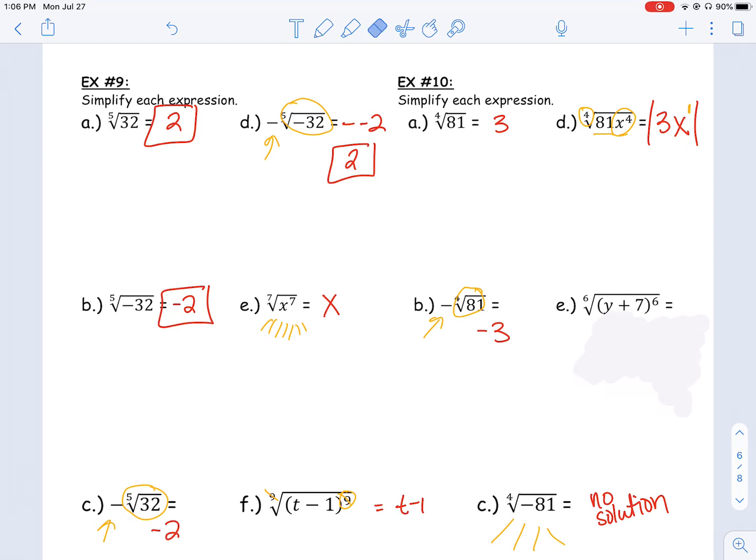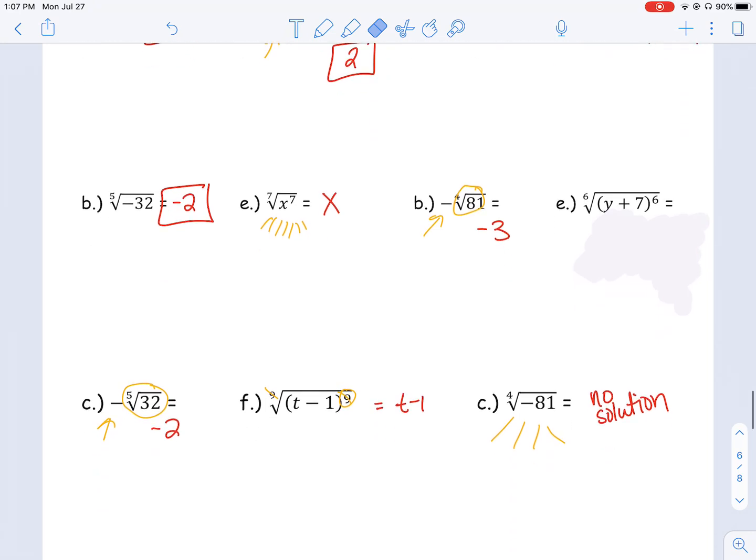So the final correct answer would be the absolute value of 3x on this one. You notice that no other problem had absolute values, so I can't put them if they're not supposed to be there, but I need to put them if they're supposed to be there. So this one has to have the absolute values in order to be true.